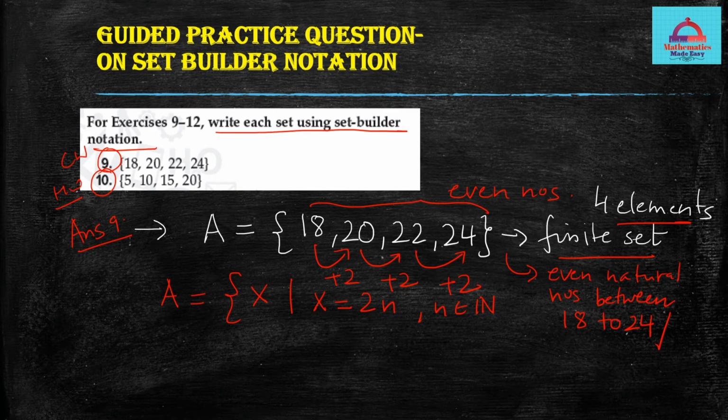So your x is going to be a natural number 2n, and this 2n is going to have limits, which is less than or equal to 18 or 24. So it has a maximum, it has a minimum. This is a very, very important condition. This is one way in which you can write your set builder notation for question number 9. Please try question 10 as your homework in a similar way.